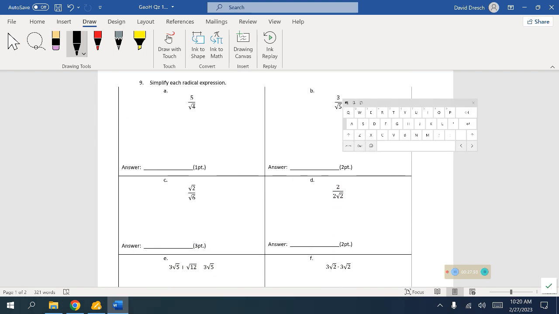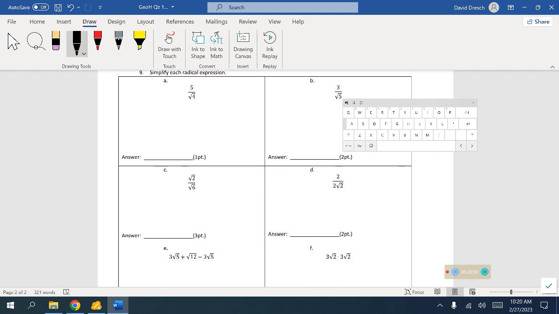Scroll up. There it goes. I'm going to give you those same questions here. Let's fix these. Okay, first off, letter A. One more time. Some of you have a lot of work going on in number A. You should have just had an answer, and that was it. What's the square root of 4?